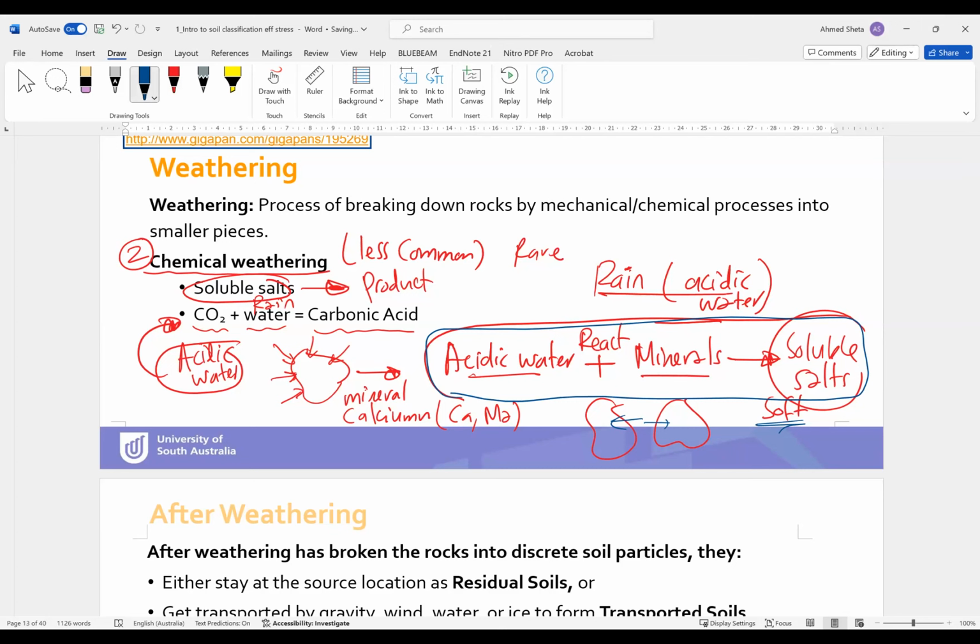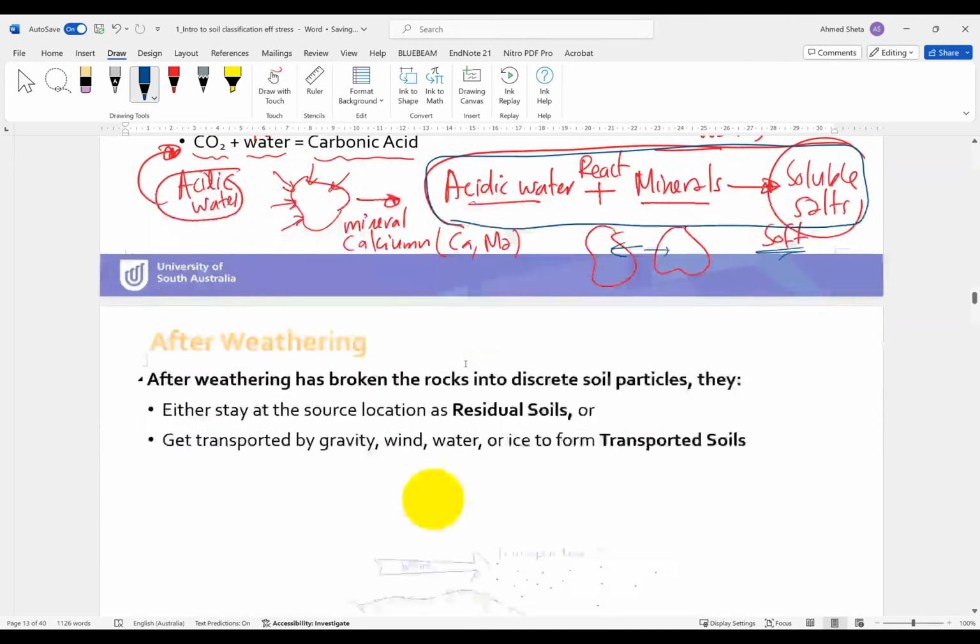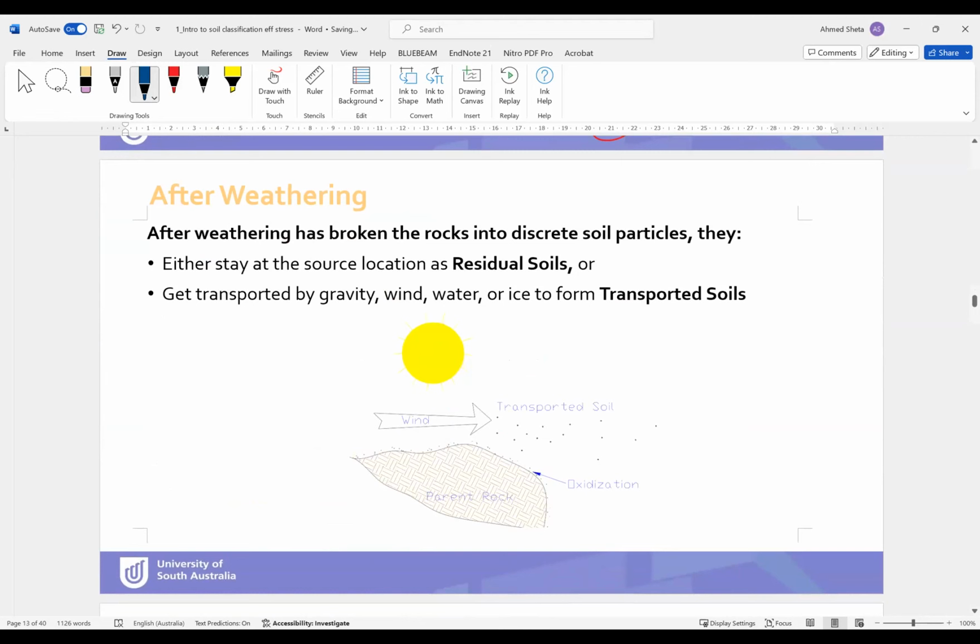Okay, do you have any question for weathering? Just before we shift to the next step after weathering? Any question? Any query, guys? Nothing?